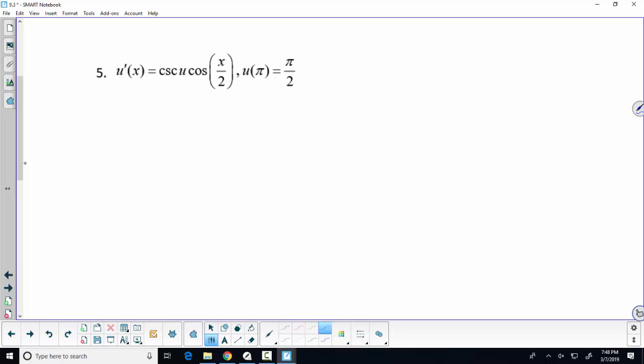So our first step here should be to do what? Multiply sine to the other side. Yeah. So we've got 1 over sine, the cosecant, so we'll multiply that over here. We have sine of u times u prime of x equals cosine of x over 2.